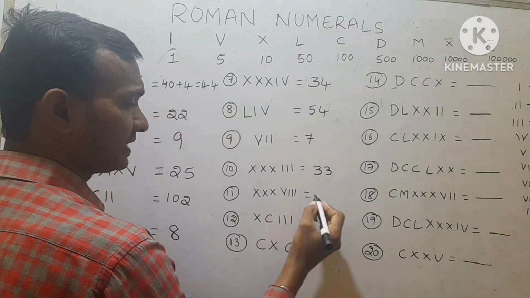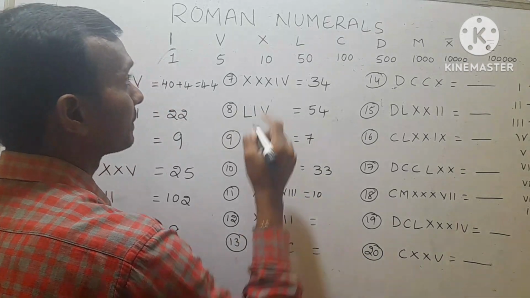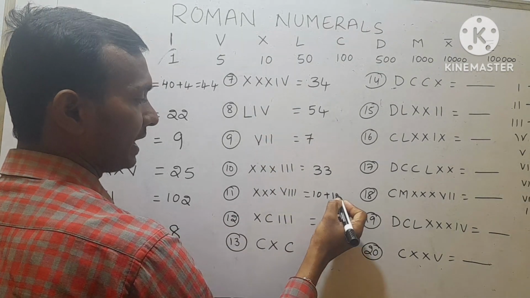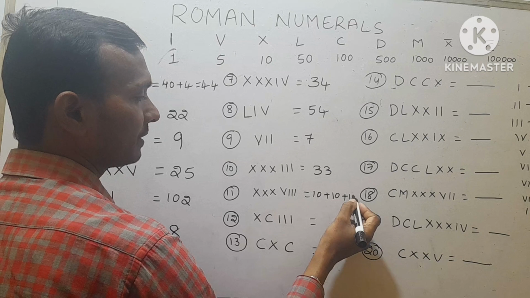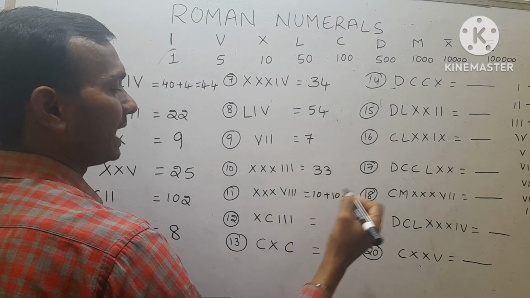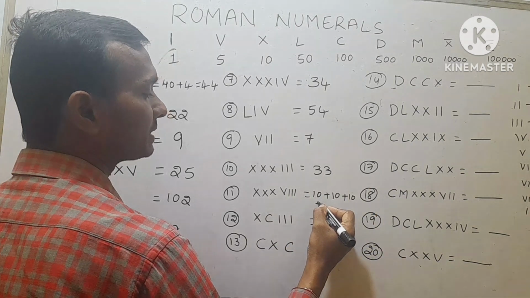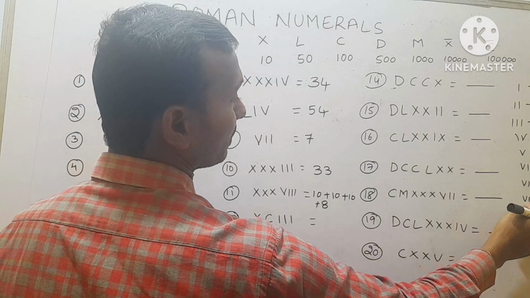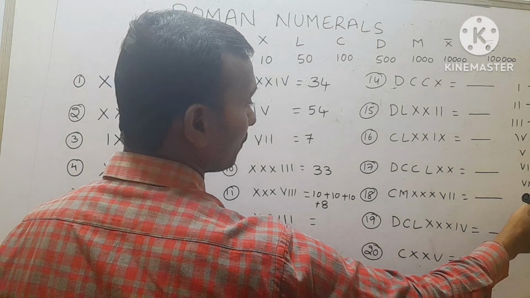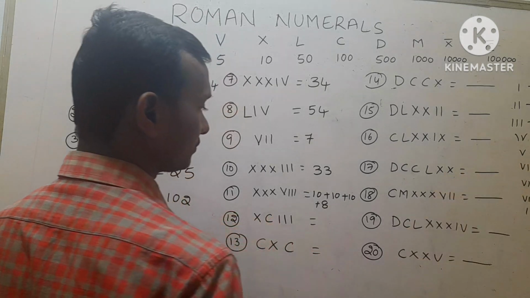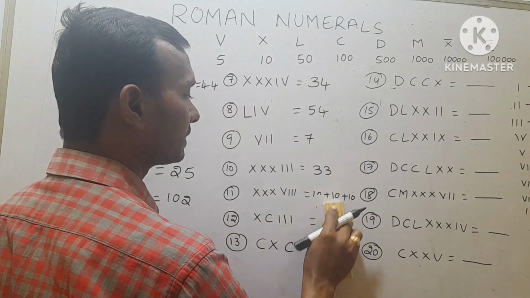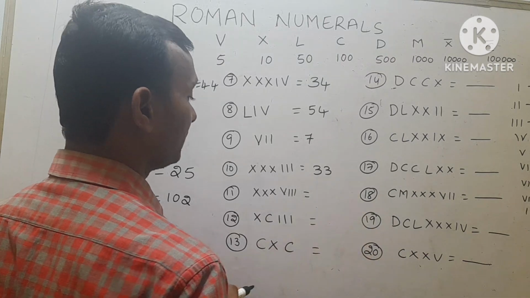So here the value of X is nothing but 10. See the symbol. X means 10. Again 10. Again 10. V plus I plus I plus I. 5 plus 1 plus 1 plus 1. That is nothing but 8. Okay, the answer is 38.